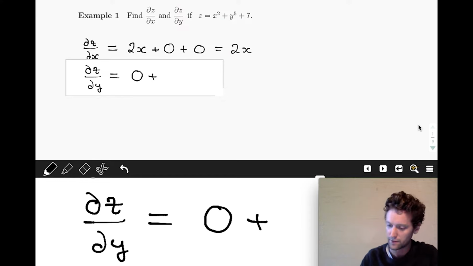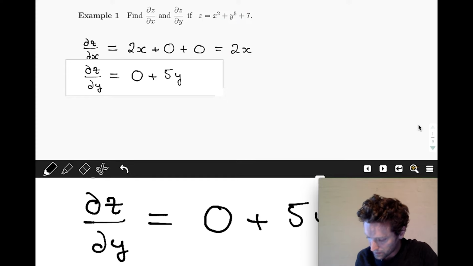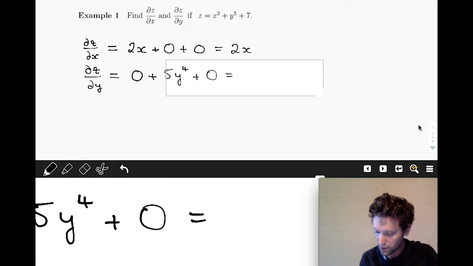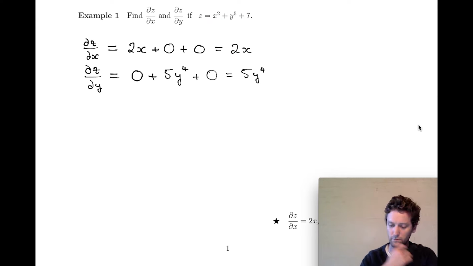The next part is y to the power of 5. I'm taking the partial derivative with respect to y this time. So I have to take the derivative and get 5y to the power of 4. The last bit is plus 7. Again, that's a constant, and the derivative of a constant is equal to 0. So I'm left with 5y to the power of 4. So again, the thing to remember here with partial derivatives is that they behave just like ordinary derivatives, but they treat all of the other variables, that is the variables that I'm not taking the derivative with respect to, as if they were constants. Let's look at the next example.